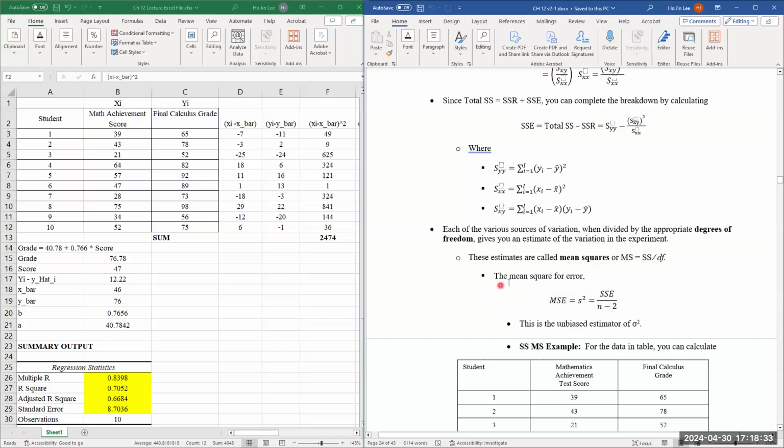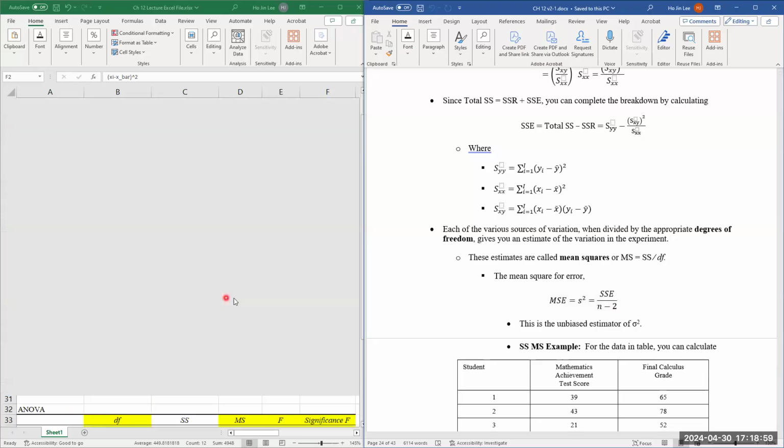And the important one is the mean square for errors, which is SSE divided by the degrees of freedom, n minus 2. And this gives you the unbiased estimator of sigma squared. This is our sample estimate of the variance. That's MSE. So let's calculate that.